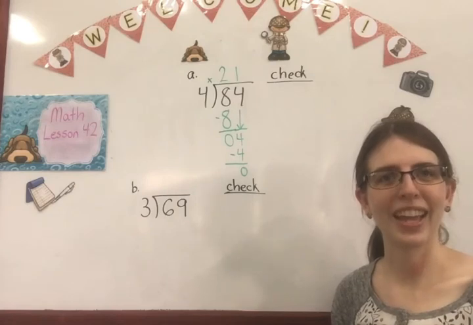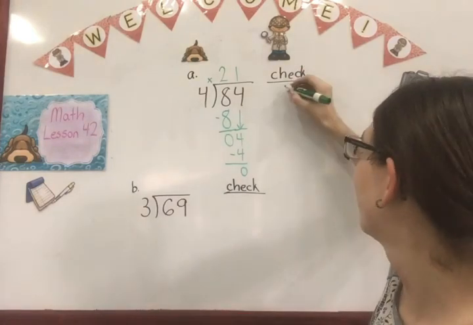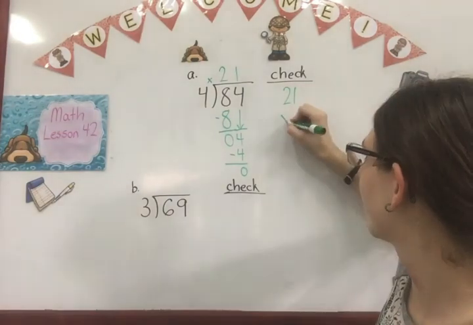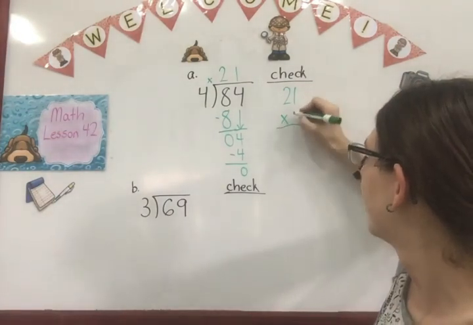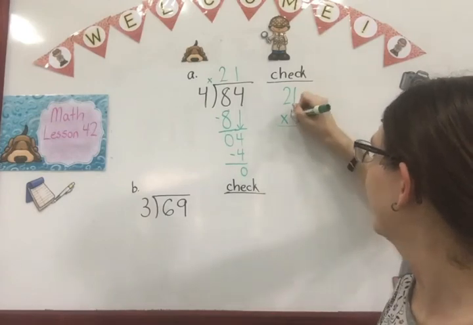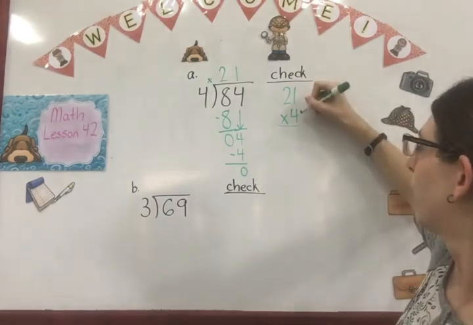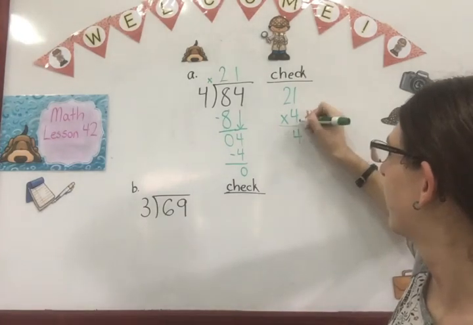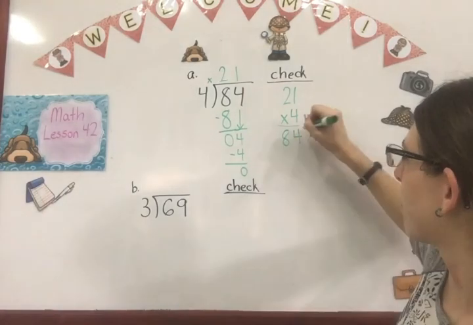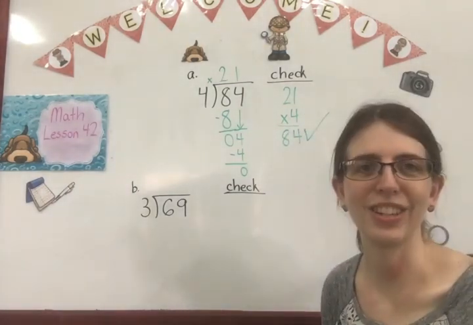it's time to check. I check by taking my answer and multiplying it by my divisor. Oops. 21 times 4. 4 times 1 is 4. 4 times 2 is 8. 84 and 84 match. So my answer checks.